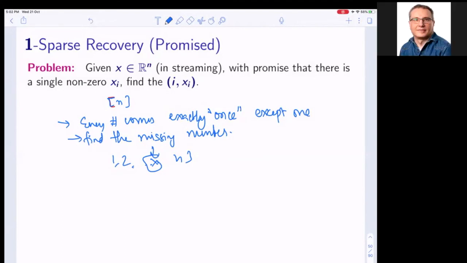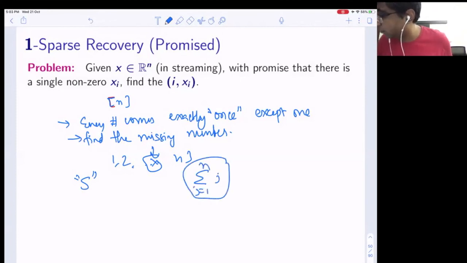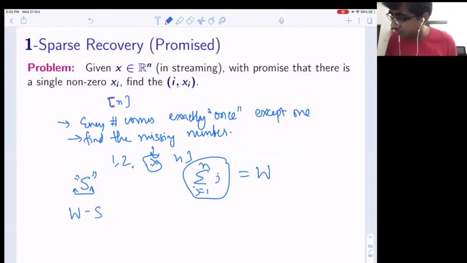Compute the sum. Exactly, excellent. So that's the first idea. What Piotr suggests is that let's keep the sum. At the end, he knows the sum of j equal to 1 to n. Let's call this w, and he has the sum s of the numbers which are coming. So what he will output is w minus s.